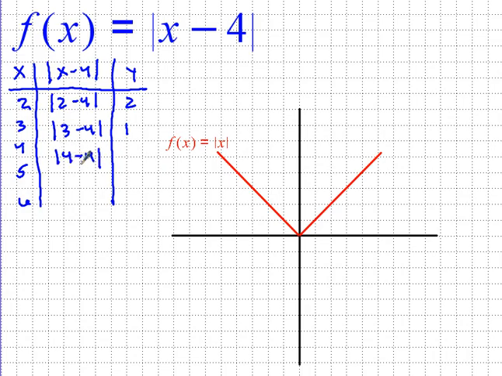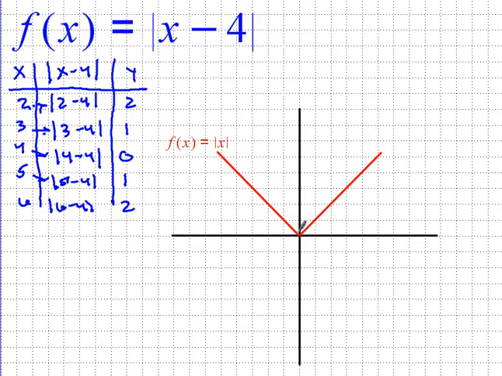The absolute value of 0 is 0. And I'm a little bit shifted off. Sorry, this should have gone here. Yeah, like that. For my 5, absolute value of 5 minus 4 is 1. And the absolute value of 6 minus 4 is 2. So now let's plot these points.